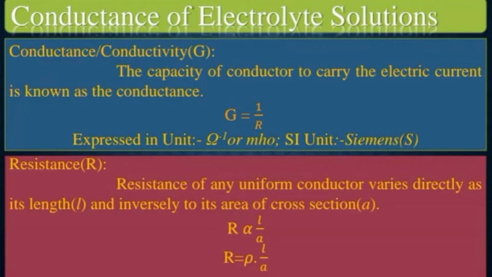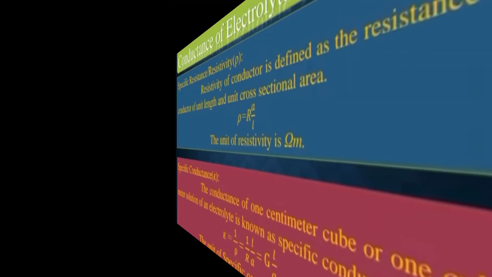Resistance of any uniform conductor is directly proportional to the length and inversely proportional to the area of cross section. So R is directly proportional to L and inversely proportional to A. Therefore, R is equal to rho into L upon A.